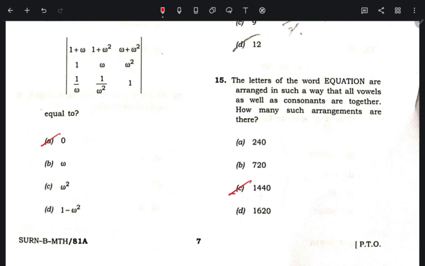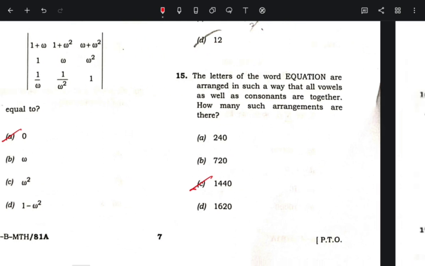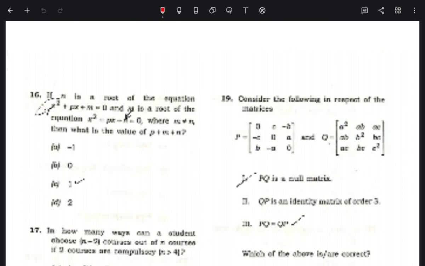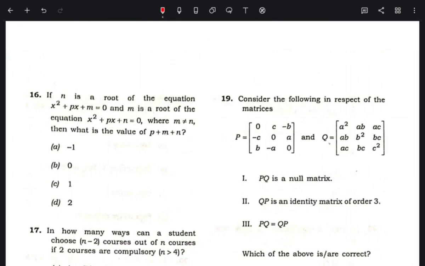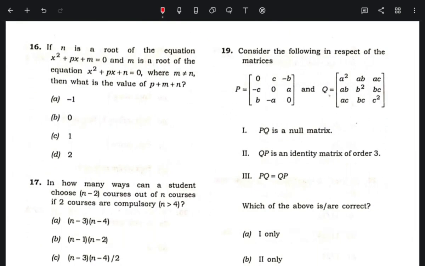Again, in this question, keep the vowels together, keep the consonants together as one element, then do permutation inside them, right? Inside the consonants, inside the vowels. So again, you'll get to the answer. Again, formula based. So 16, you have C. This you'll get the value to be 1.